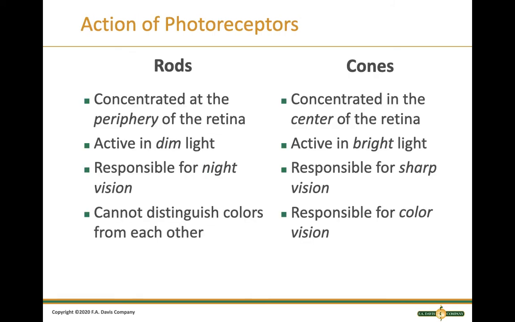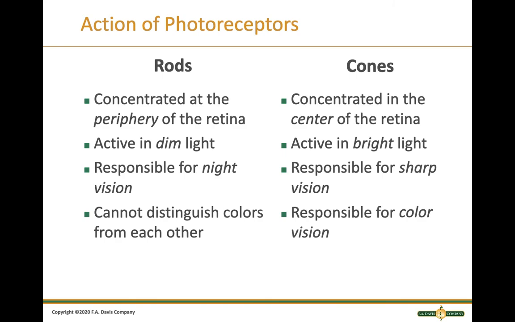Alright, next thing we're going to compare rods and cones. So rods are found mostly in the periphery of the retina, so on the outside, and cones are found mainly in the center of the retina. Rods are active in very dim light. It doesn't take a lot of light to activate them, they're more sensitive. Cones are active in bright light, so it takes brighter light to activate them.